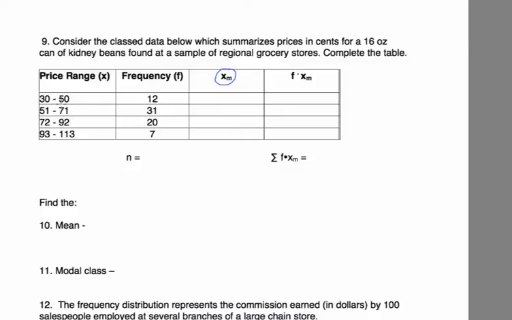So we're going to find the midpoint. To do that, you do 30 plus 50 is 80. Add them, and then divide by 2. Average them. We get 40 for the midpoint. So we're just going to assume that all these 12 cans of kidney beans, we know they cost between 30 and 50 cents, we're just going to assume that every one of those 12 cost 40 cents. And so on. I'll figure the other midpoints. 51 plus 71 divided by 2.